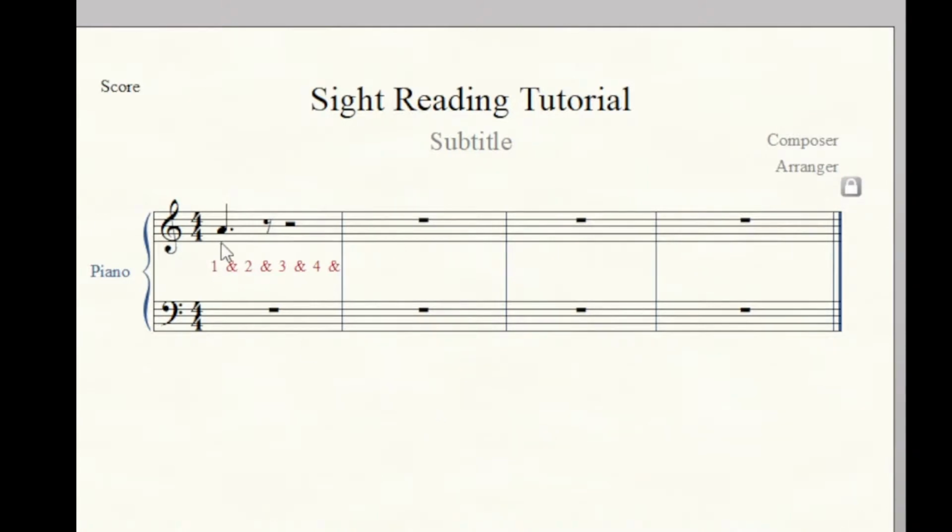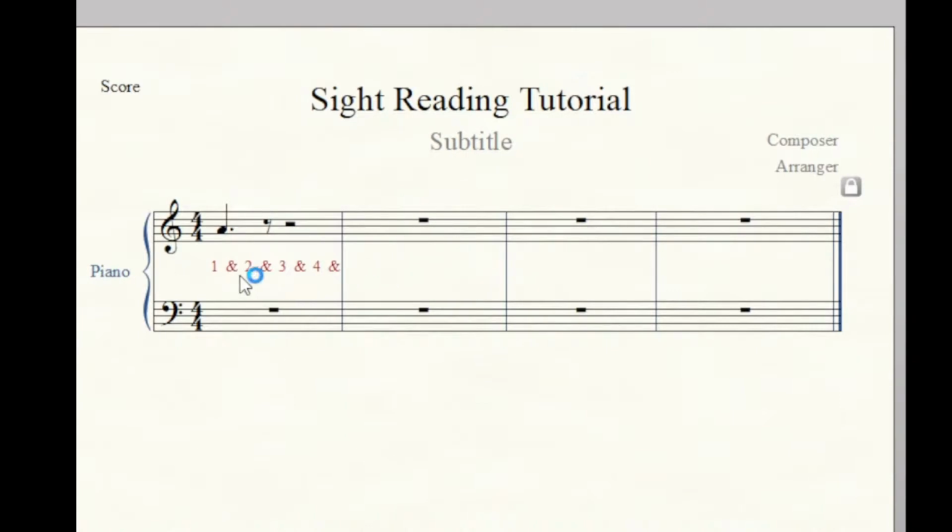So a dotted note, when you see the dot after the note, it means it's held for its duration plus half of its duration. So this is a quarter plus half of a quarter, which would be an eighth. So this would be held for 1 and 2. And then the rest would kick in on the and of 2, and then you would count 3 and 4 and to fill out the empty space.